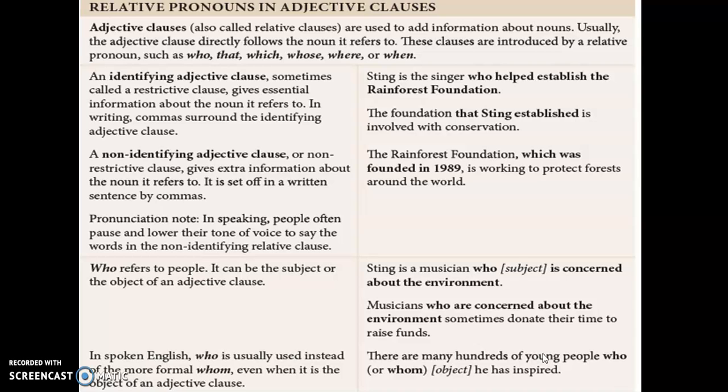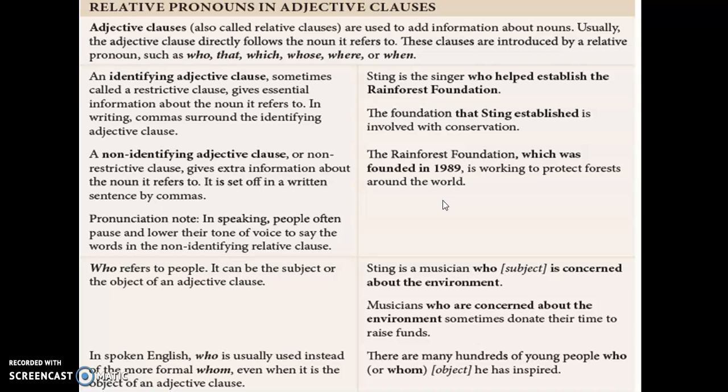As I said, when I was reading this example right here, the Rainforest Foundation, I make a pause and I say which was founded in 1989. I made a pause and I continue reading: is working to protect forests around the world. So that's what I did, and that's what it says about pronunciation.